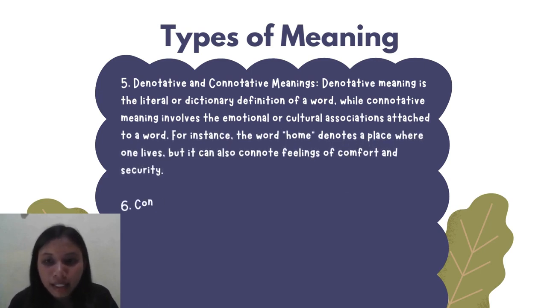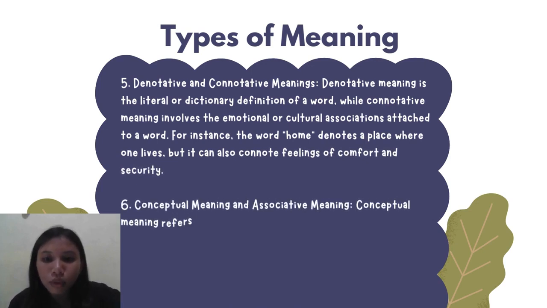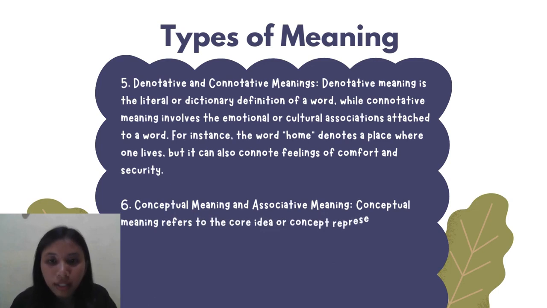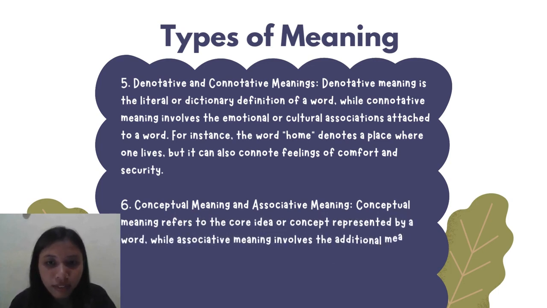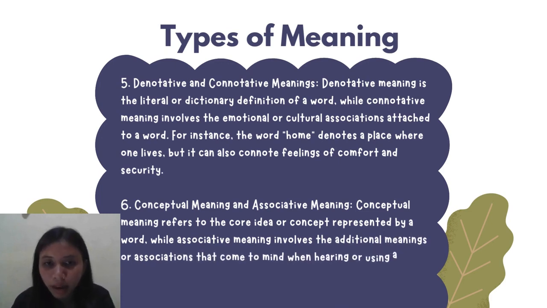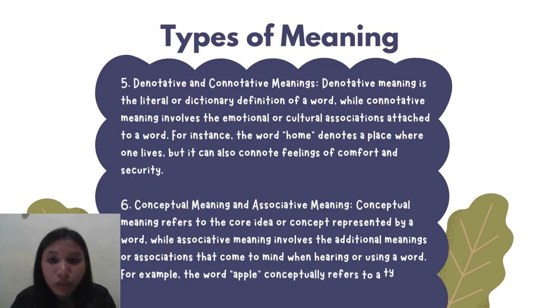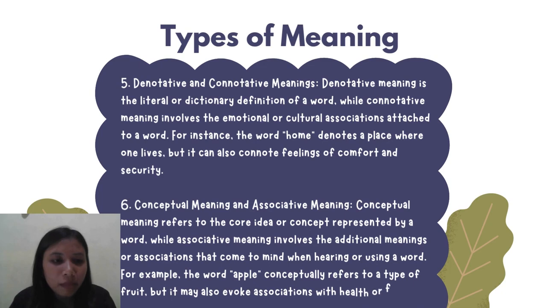And then the next, there are conceptual meaning and associative meaning. Conceptual meaning refers to the core idea or concept represented by a word, while associative meaning involves the additional meaning or associations that come to mind when hearing or using a word. For example, the word apple conceptually refers to a type of fruit, but it may also evoke associations with health and freshness.